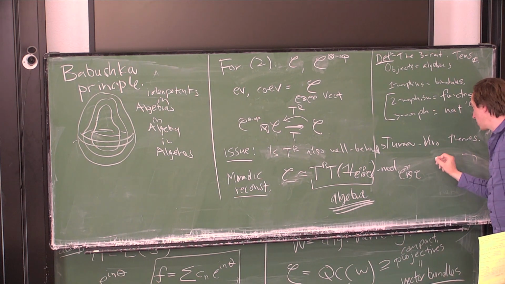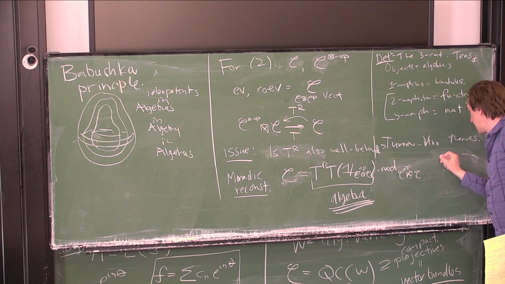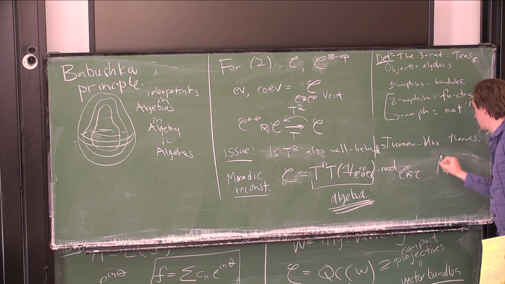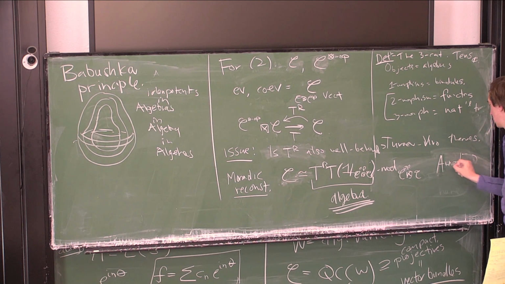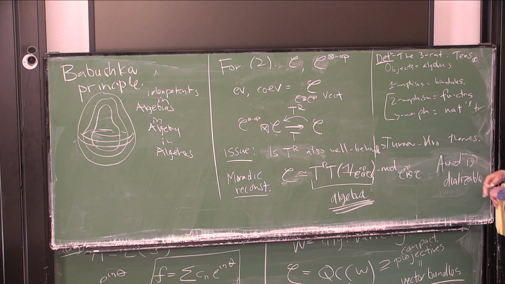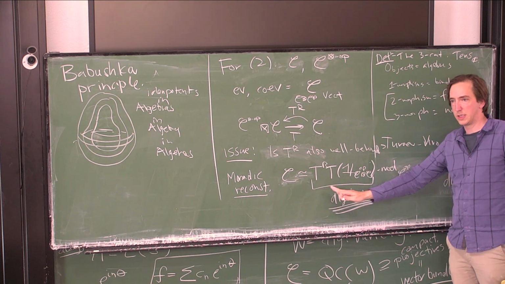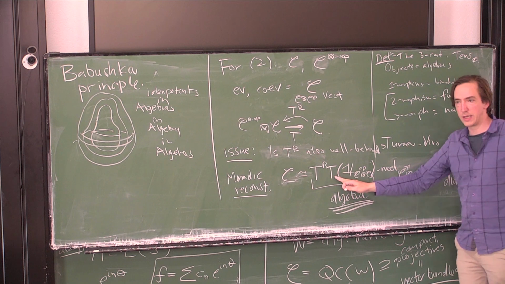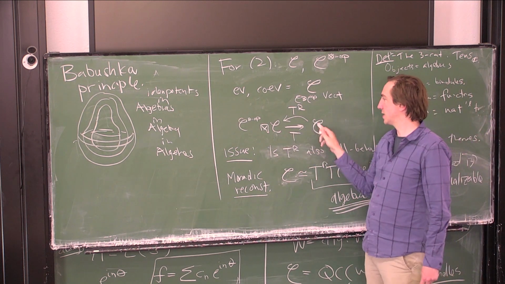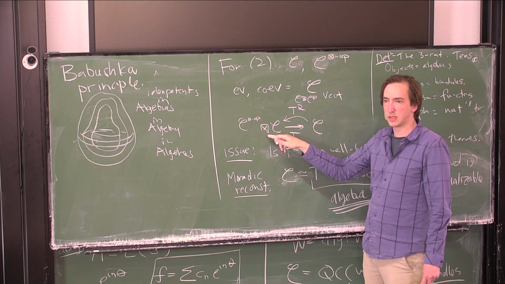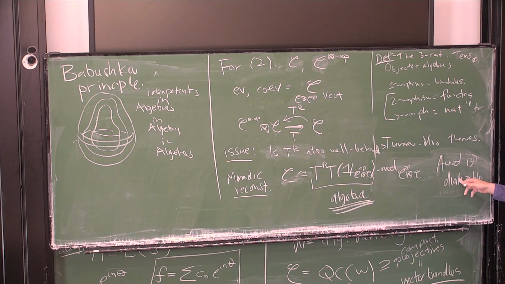Because we already showed that A mod is dualizable. When we did the two-dimensional thing, the whole point was that we knew that A mod was one dualizable. Here we're asking whether this adjunction is dualizable, and we've just reduced it to the previous case.